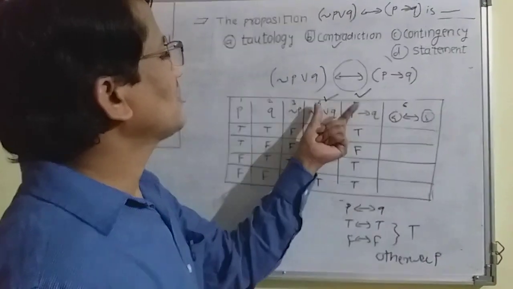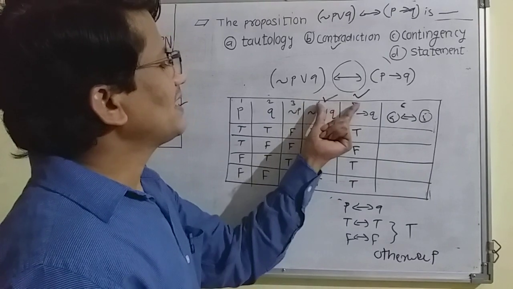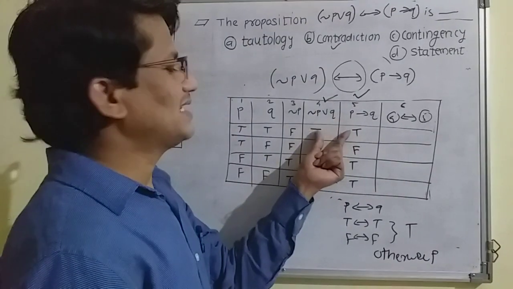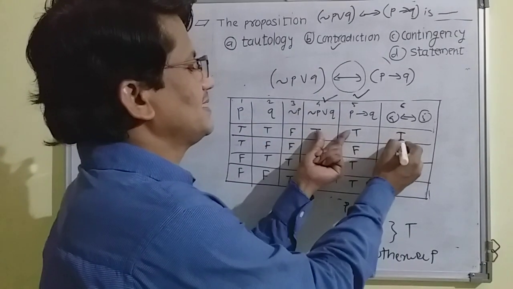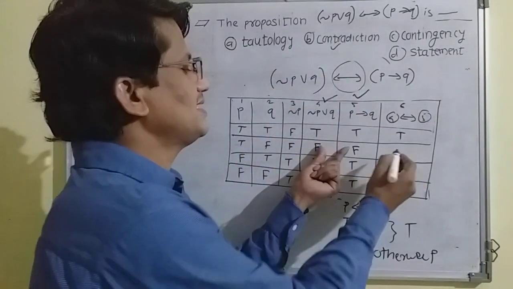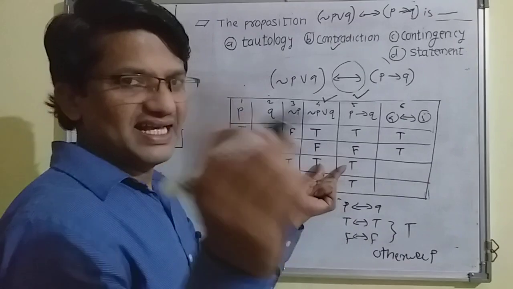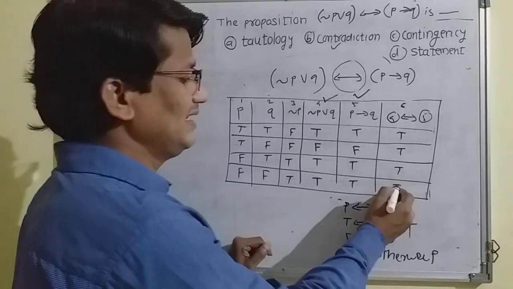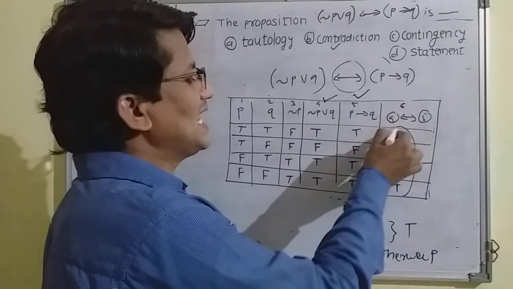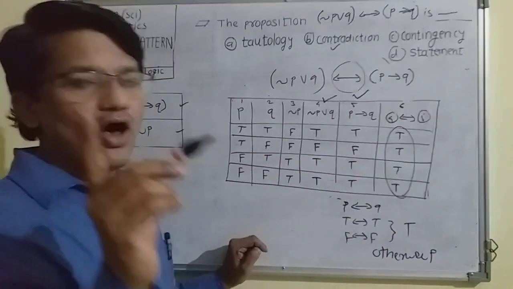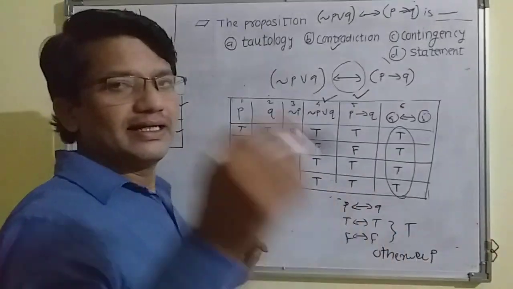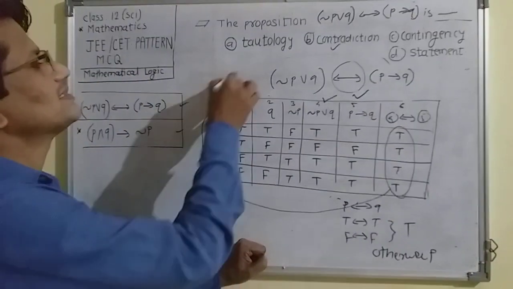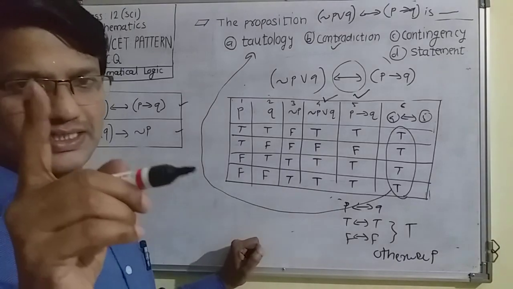Okay. Observe now. Column number 4 and 5. Keep like this and come from top to bottom. Double T, yes, result is T. Double F, yes, result is T. Double T, yes, result is T. Double T, yes, result is T. Now see the last column. All the entries are T, T, T, T. Hence, the given statement pattern is a tautology. Okay.